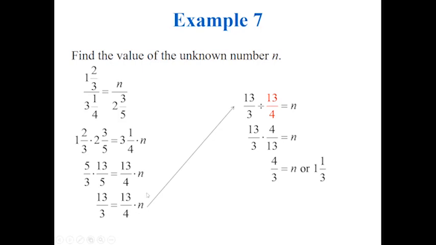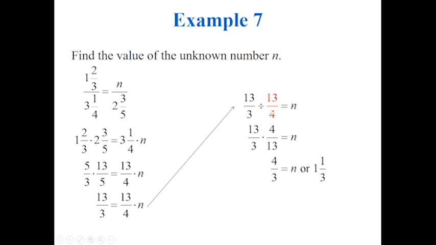We want to get the n by itself. We want to undo multiplying by 13/4. We undo multiplying by 13/4 with dividing both sides by 13/4. That gets the n by itself on the right. On the left, we have 13/3 divided by 13/4.